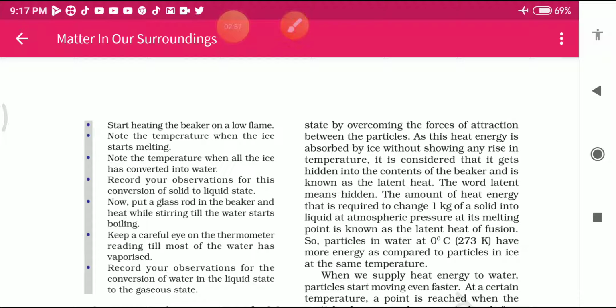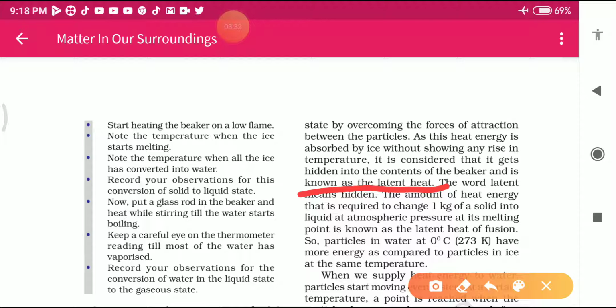Why? Students, as this heat energy is absorbed by ice without showing any rise in temperature, it is considered that it gets hidden in the contents of the beaker and is known as latent heat. This is a very important topic, latent heat. Sometimes a question will be asked: what is latent heat? Actually the word latent means hidden. Latent heat means the hidden heat.